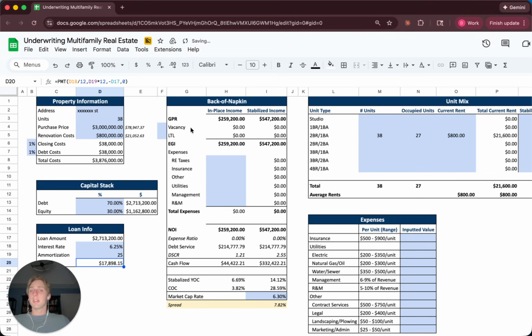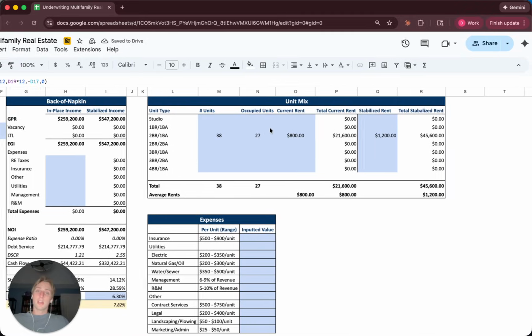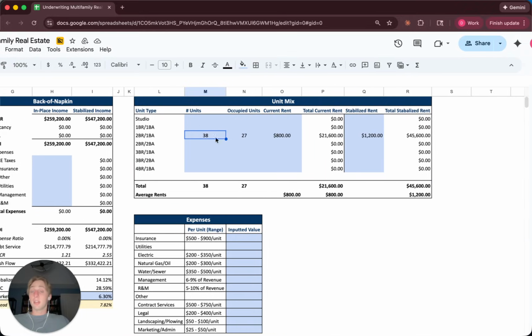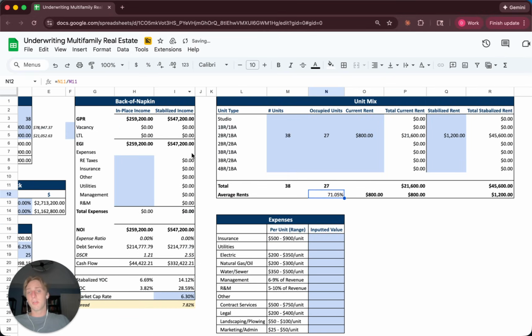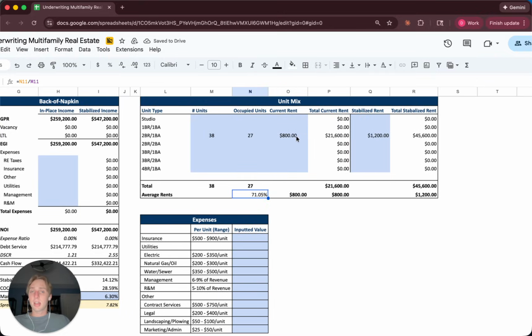So now let's dive into our current numbers. As we see over here, it's 38 units, and currently only 27 units are occupied. So the current occupancy on this building is 71%, and the current rents are $800 a unit. These are all 2 bedroom, 1 bath, but if I had a different unit mix, I would lay it out over here. And the stabilized rent for this 2 bed, 1 bath is about $1,200 in this market. Super easy. I just looked at the rental comps to see our current state versus the future state.